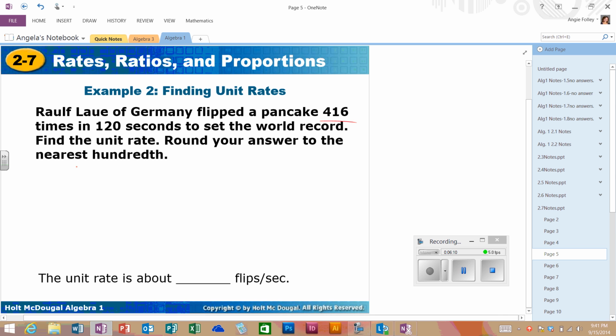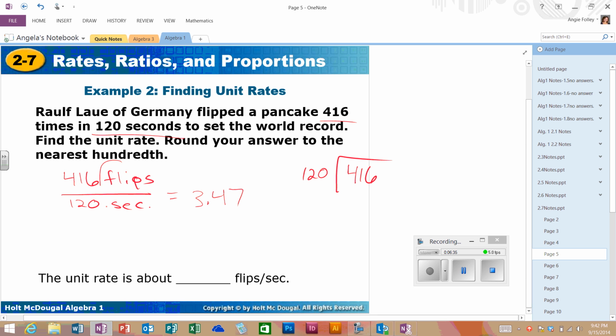We know he did 416 flips in 120 seconds. Now, the way to get this as a unit rate is to honestly just divide 416 by 120, okay? When you get your answer, you're going to get 3.47. Your units are flips per 1 second because you just divided it out.